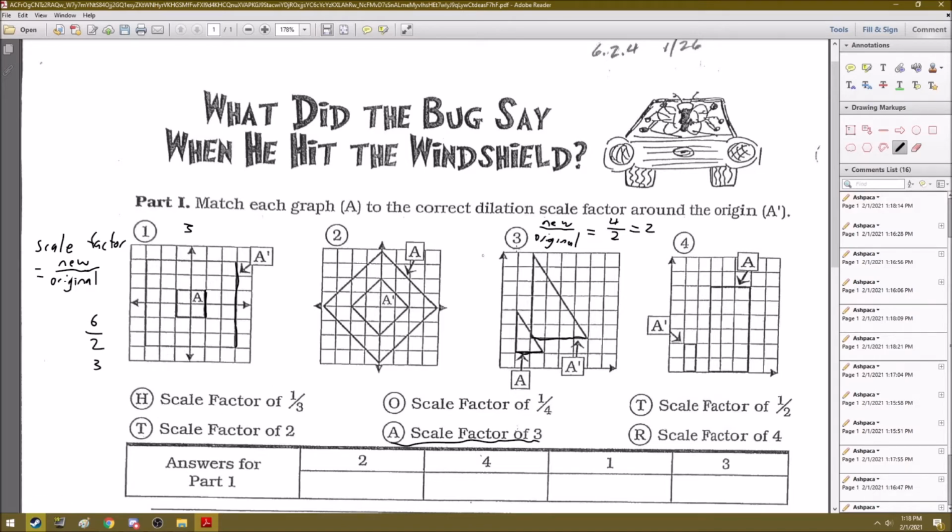So now that we know that 3 goes to T and 1 goes to A, you can come down here and write in those letters at those locations. So 1 we found matched up with A, so we can write an A here. And then number 3 here we found was 2, which matched up with this letter T. So scale factor of 2 was T, so we can write a T where we see 3. So that's how you do part 1.